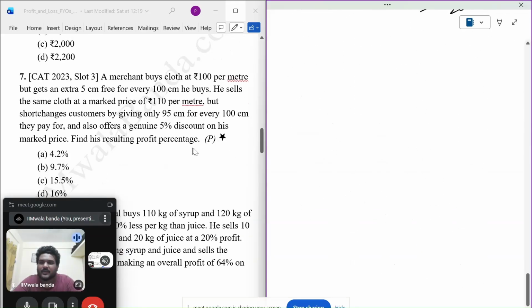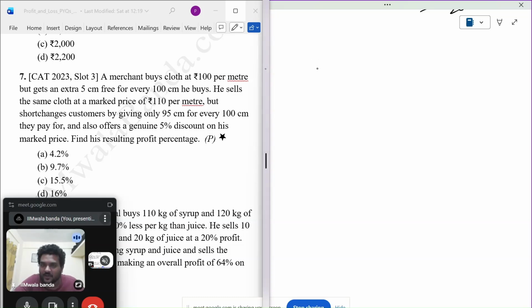Easy question. Must attempt question. Seventh, a merchant buys a cloth at 100 rupees per meter. So this is the cost price, but gets extra 5 centimeters. So you have to know this is a very special type, and the concept is very easy. Whenever you're stealing, you are basically increasing your selling price through deception, but at the same time, your profit increases. So let's see it conceptually also here.